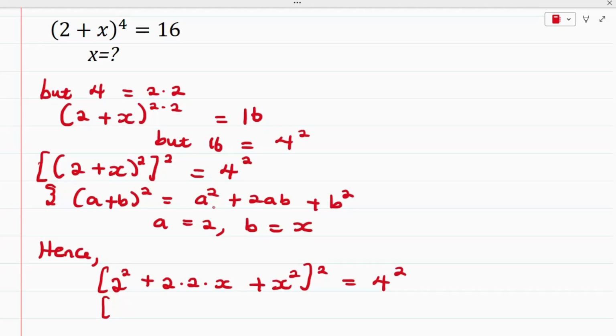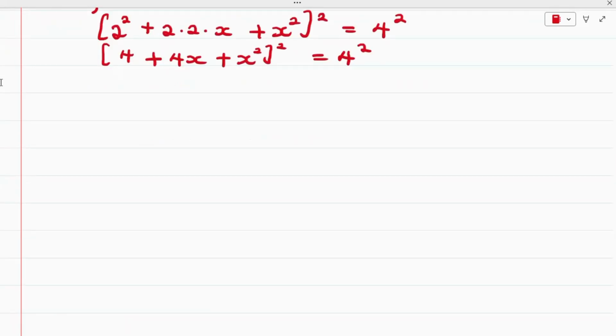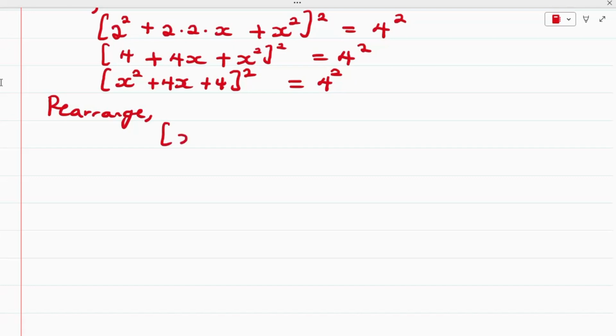So we have this to be 2 squared is 4 plus 2 multiplied by x is going to give us 4x plus x squared, all raised to the power of 2 is equal to 4 raised to the power of 2. So from here, we want to simply rearrange this. So we have this to be (x squared plus 4x plus 4) all raised to the power of 2 is equal to 4 raised to the power of 2. So we want to simply rearrange and set this to 0. So we have (x squared plus 4x plus 4) all raised to the power of 2 minus 4 raised to the power of 2 is equal to 0.